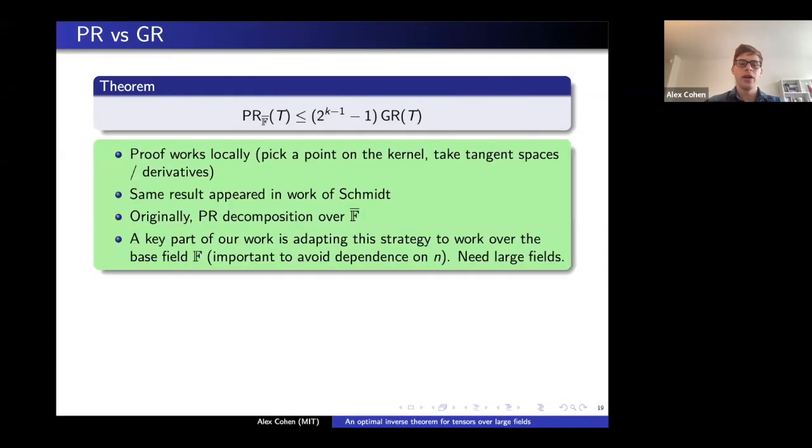Give an idea of the proof. The proof works locally. So we pick a point on the kernel of the tensor. We take tangent spaces, derivatives, etc. I'm going to try and give a sketch of this at the end of the talk.